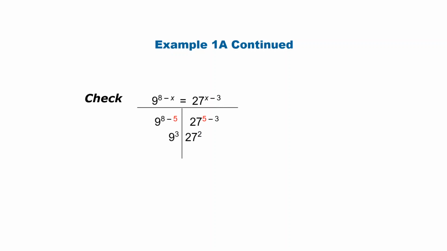All right. You can also check once you have solved this, and in this case we knew that x was 5. So 8 minus 5 was 3. 9 to the third power is 729. Again, x was 5, so 5 minus 3 is 2. 27 squared is 729. So you know you did the problem correctly.